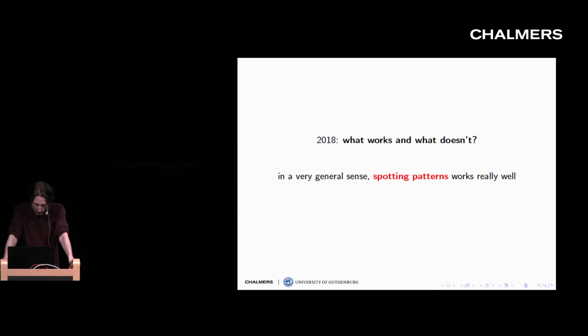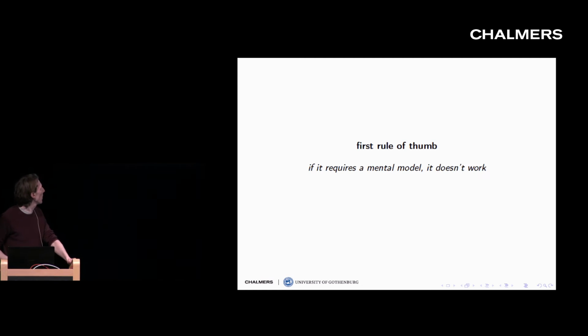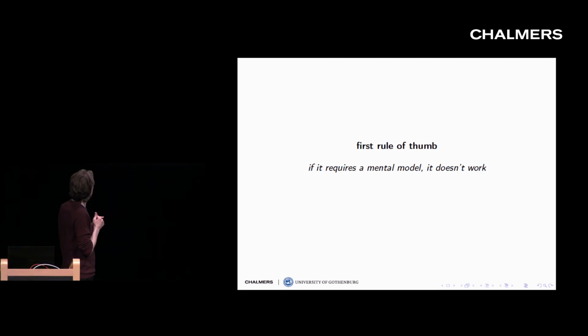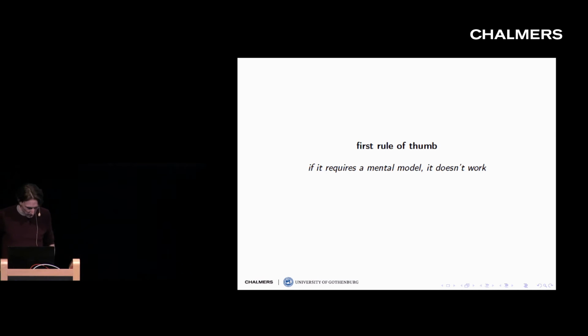But the recent developments in the field have made it possible to generalize what are the patterns that we can spot. We have nowadays more general patterns. But what are the things that don't work? The general tendency of things that don't work is that if it involves some sort of understanding of the text, some sort of reasoning, then usually it will fail spectacularly.